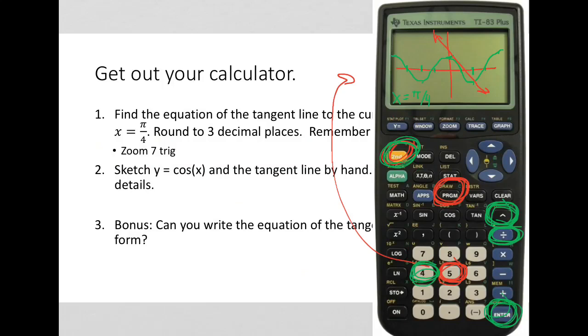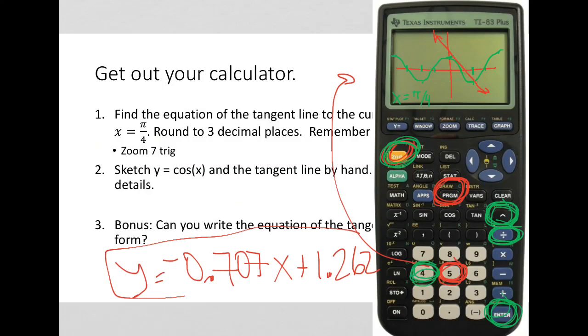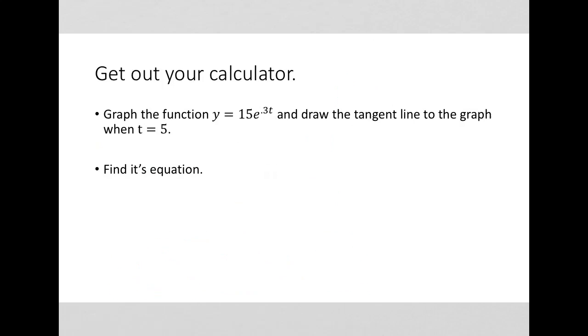And more importantly, it will tell you the equation of the tangent line, which is, can you tell I'm typing it in right now? It is y equals negative 0.707x plus, I lost it, but I think I remember it as plus 1.262. And there you have it.